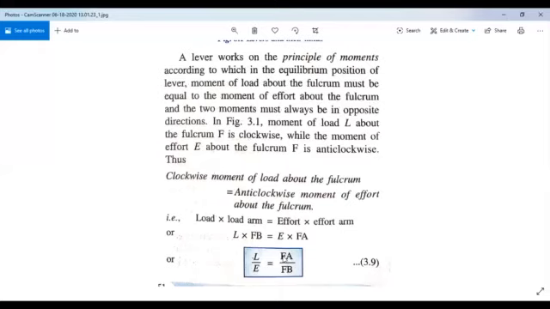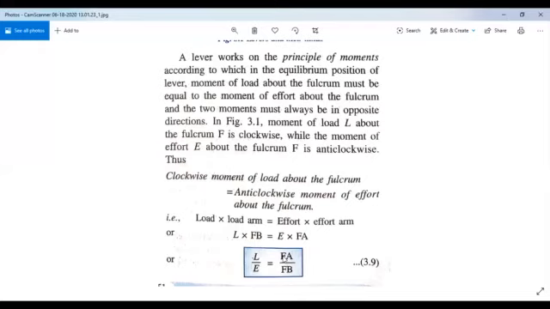So load by effort is nothing but mechanical advantage, and mechanical advantage is nothing but effort arm FA divided by load arm FB. So this relation is known as the law of levers. The mechanical advantage of a lever is equal to the ratio of the length of its effort arm to the length of its load arm. So in this condition, mechanical advantage will be equal to effort arm divided by load arm.